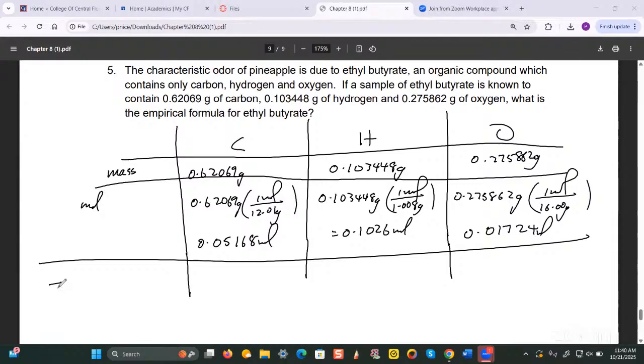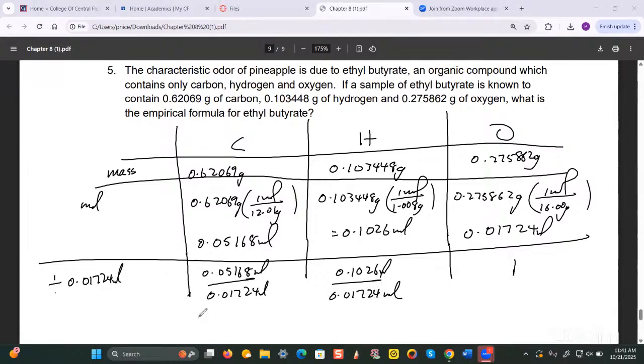The oxygen, so divide by 0.01724 moles. So this will be 0.05168 moles divided by 0.01724 moles. Here we divide 0.1026 moles by 0.01724 moles. This divided by itself will give you 1. So let's see what these give. 0.05168, excuse me, divided by 0.01724. Okay, so this is what I got.